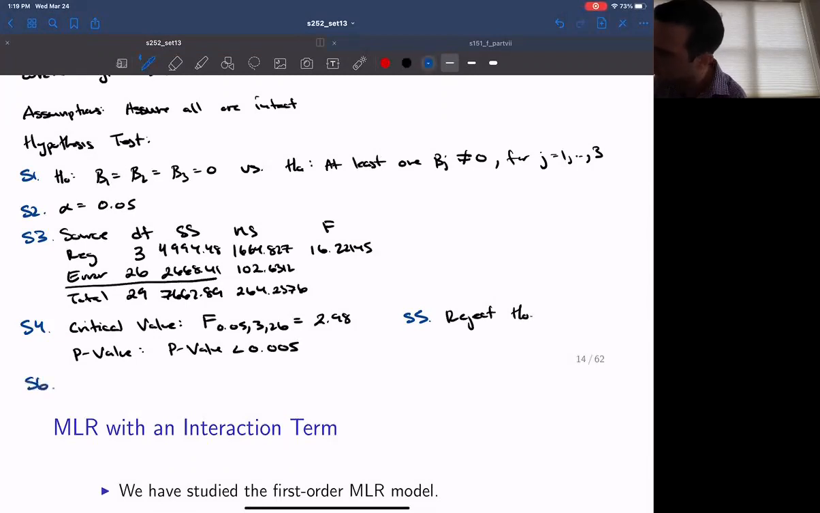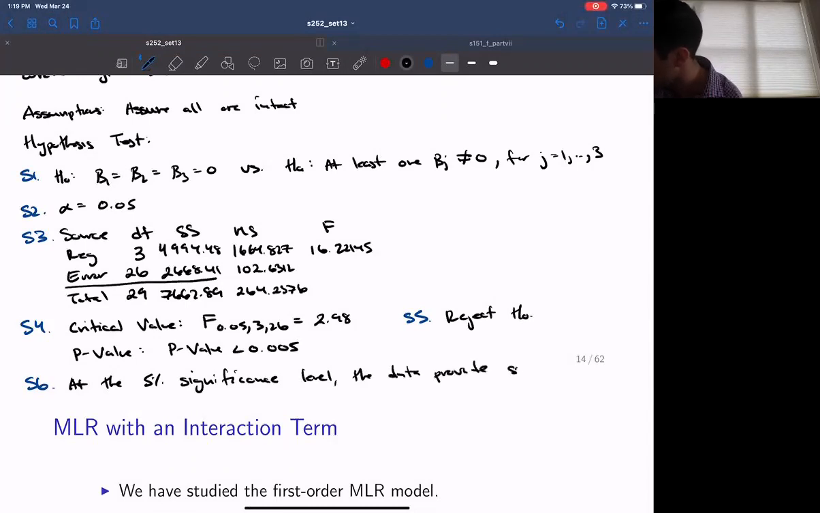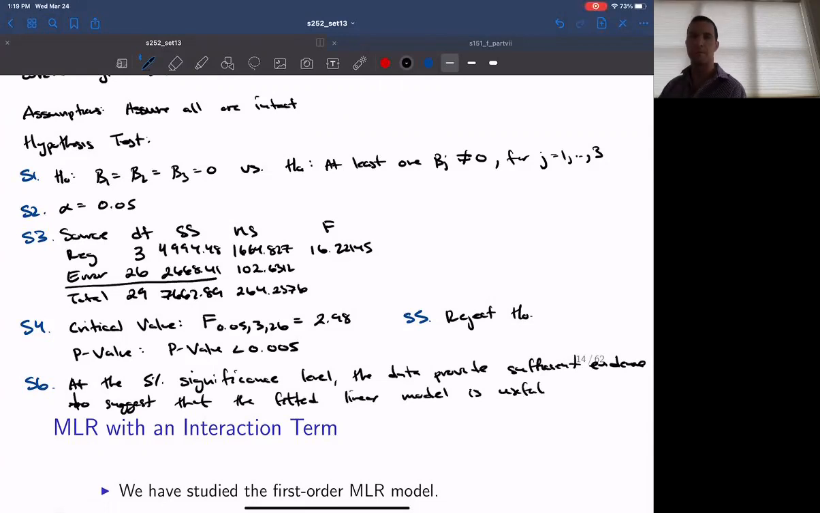And then on step 6, we have at the 5% significance level, the data provide sufficient evidence to suggest that the fitted linear model is useful.